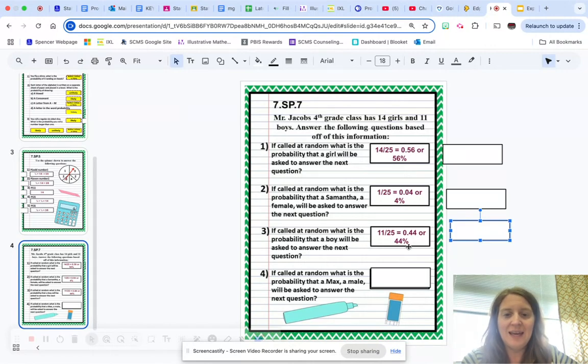And then finally, if called at random, what is the probability that a Max, a male, will be asked to answer the next question? And Max is a boy, so 11, and it would be 11. No, there's only one Max in the whole class. There's not a whole class of Maxes. 1 out of 25, which is kind of like the same with Samantha. 1 out of 25 would be 0.04 or 4%.